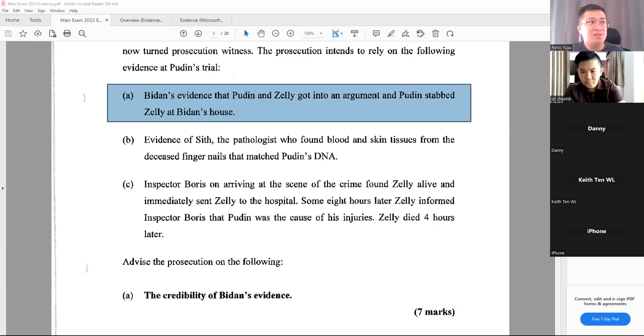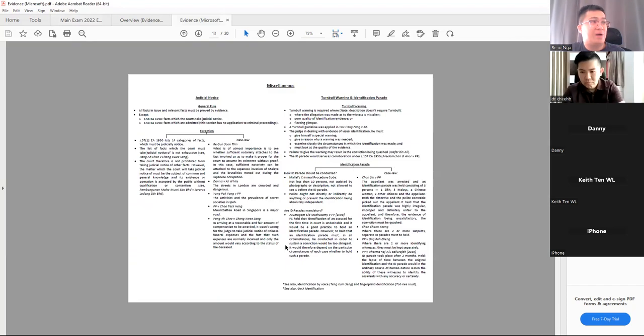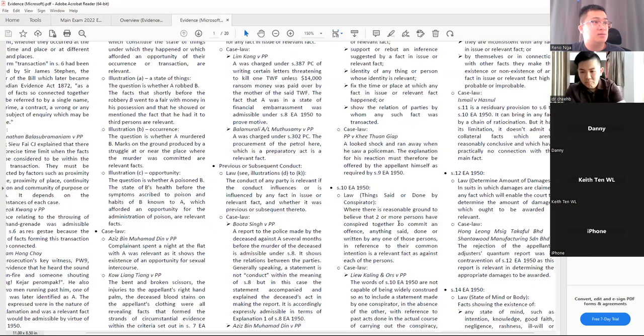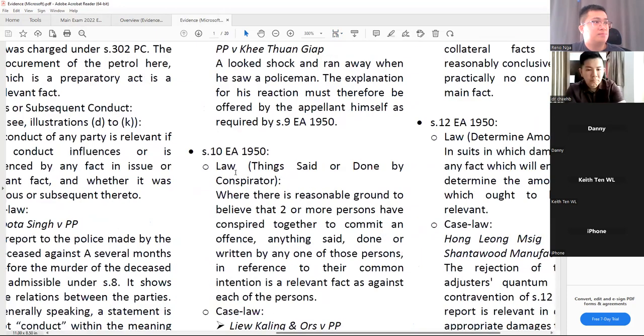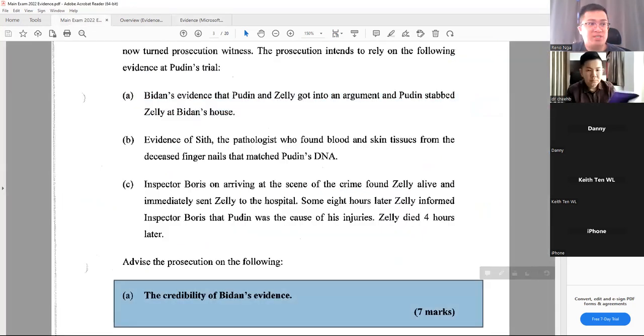So in this case, Biden's evidence should be, in my opinion, relevant under Section 10, which is things said or done by conspirator, because they both commit the offense together, right? So it's relevant under Section 10. So once it is relevant under Section 10, when you look at the question it is asking credibility, which means can we trust him or not?